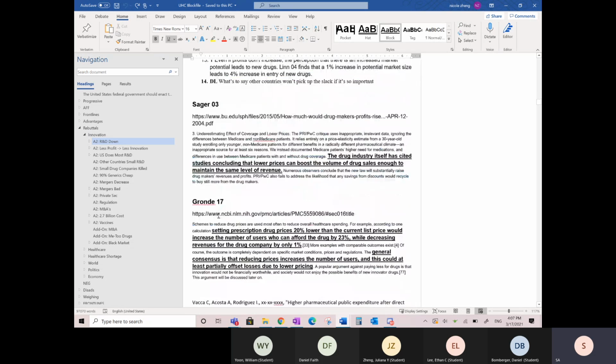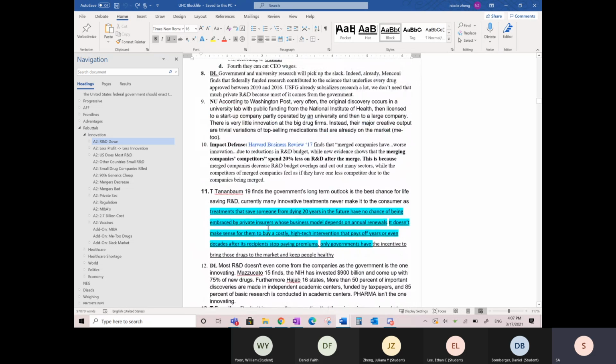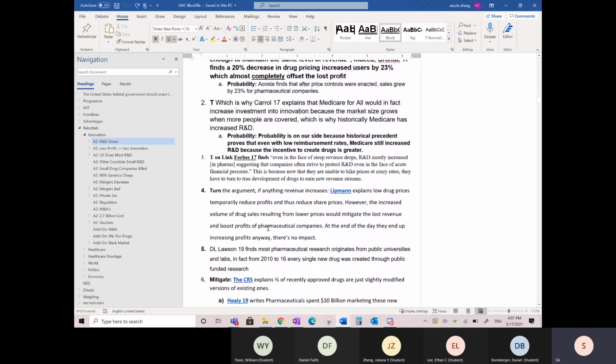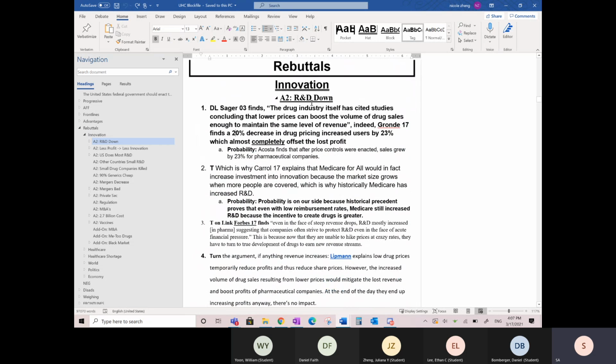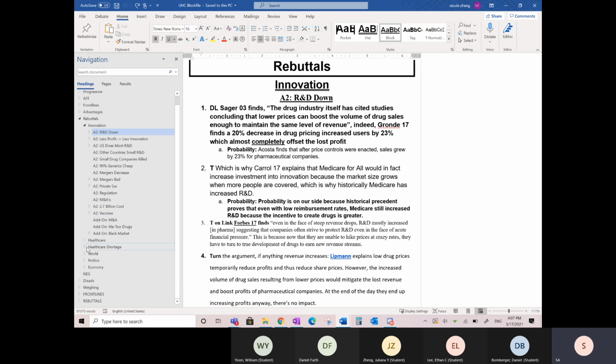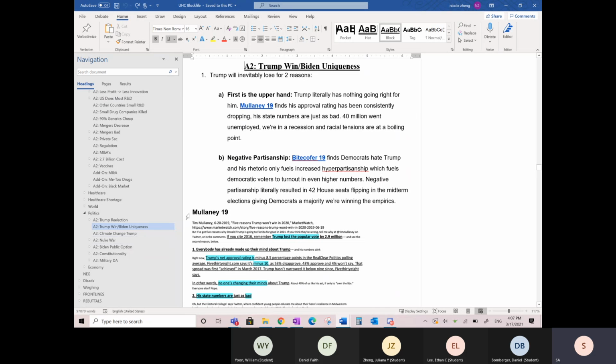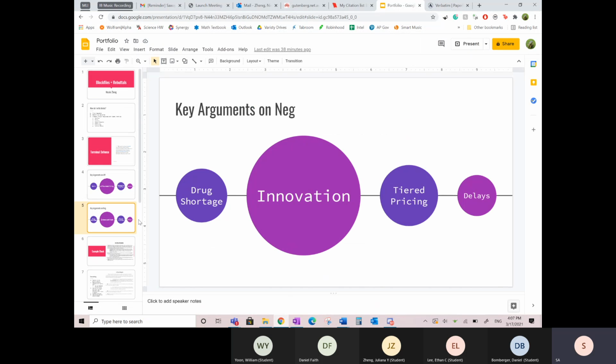So this one we had like, wow, 14, that's important, wow, that's cool. But anyway, under each one you have a lot of different responses to that specific argument, which is that R&D goes down, right? And then if we go to politics, you can also see a lot of other ones. And the thing that I'm using right now is called Verbatim.